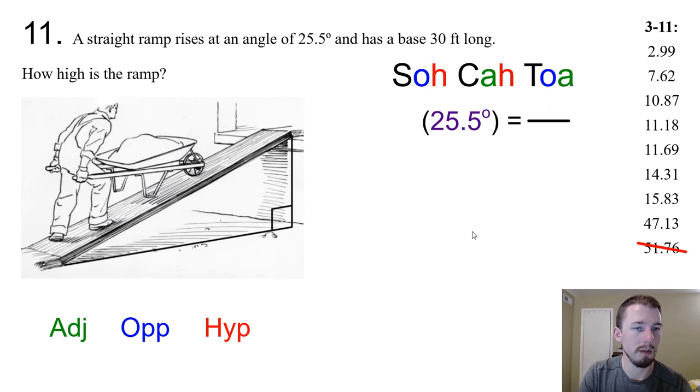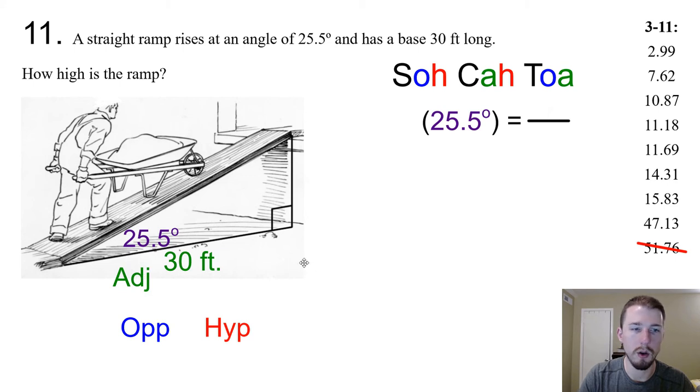Number 11, a straight ramp rises at an angle of 25.5 degrees and has a base that's 30 feet long. So it rises at 25.5, so it would be an angle of elevation, and has a base that's going to be 30 feet long, so that would be the adjacent side here. Then we want to know how high is the ramp. So how high does the ramp go up, which is going to be x, which would be opposite with respect to the angle that was given to us.